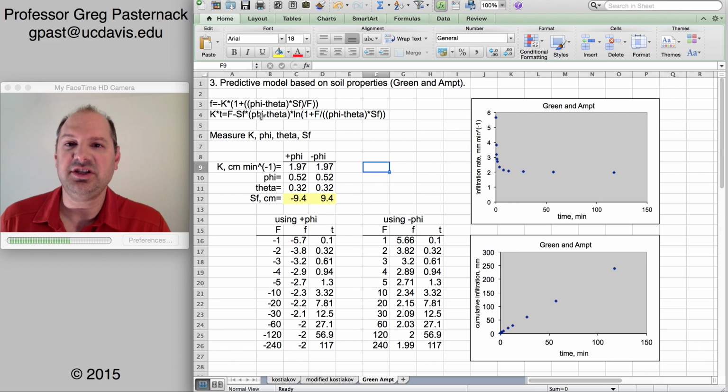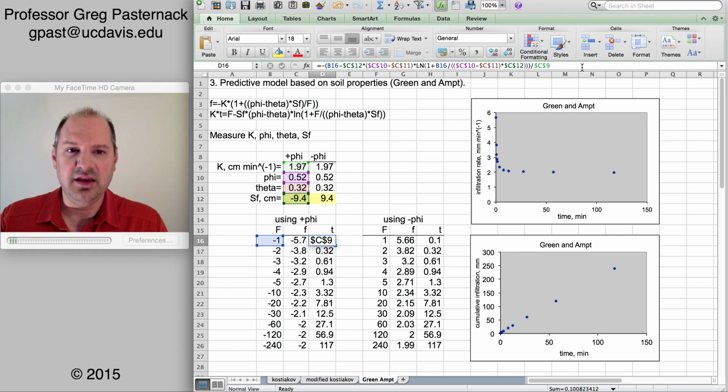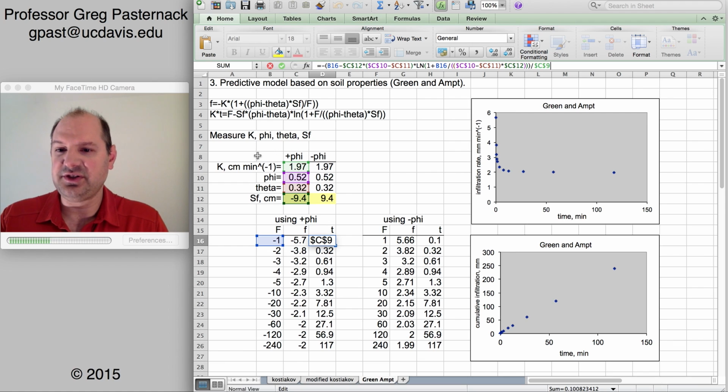At the top are the equations for the Green-Ampt equation. So what I've done here is I started on the left and I have put all of the values for infiltration in the first column. Then I've solved for T. If you look here, like T, I've put the function in and just getting the values for saturated hydraulic conductivity, suction at the wetting front, initial and final soil moisture. No, wait, sorry. In this case, phi is the saturated moisture content, theta is the initial moisture content, and SF is the suction at the wetting front.